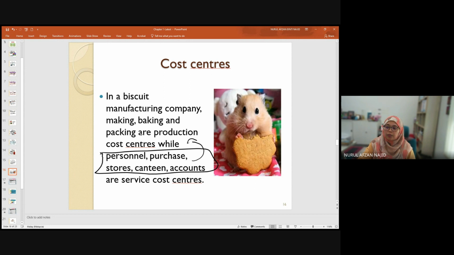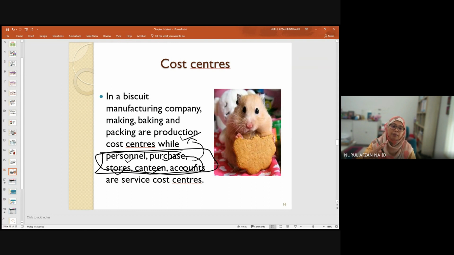Katakanlah you ada production center saja, you tak ada service center. Siapa pula yang nak menentukan you punya pekerja, nak bayar gaji pekerja, nak membeli all the stock, siapa pula yang nak manage stock dekat store, kat mana pula pekerja you nak makan-makan and so on. So that's why dia kata service center ni adalah providing and support the production center. Production center ni is a must lah. Wajib ada sebab itu adalah main activity.